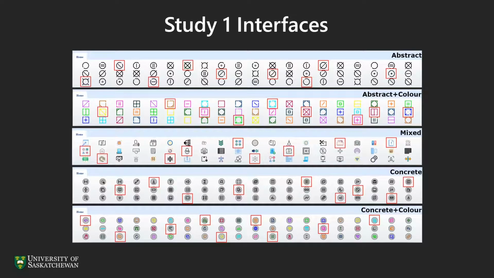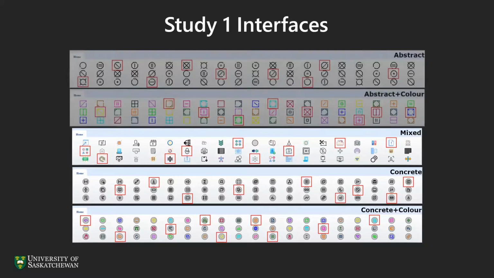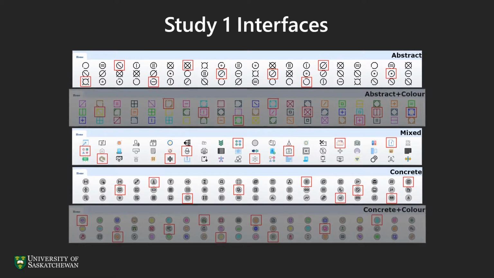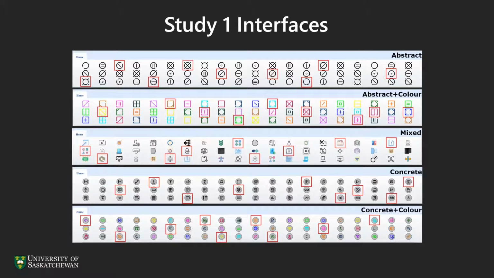In our first study, we tested the effects of meaningfulness in the icon's representation by comparing abstract and concrete imagery, and the effects of color by comparing monochrome icons to icons of different colors. We also tested a 5th icon set that had substantial variation in both shape and color.